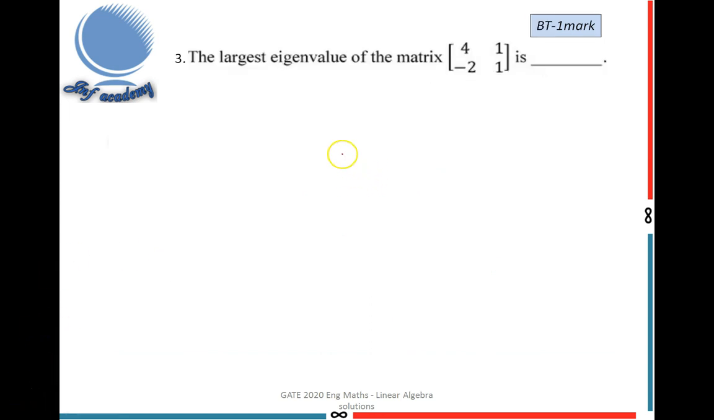Third question is: the largest eigenvalue of the matrix, a 2 by 2 matrix is given, is what? It's from the BT department. It has 1 mark. How to find the eigenvalue? By using the definition. First find the characteristic equation. The shortcut way to write the characteristic equation for a 2 by 2 matrix is lambda square minus C1 lambda plus C2 equal to 0, where C1 equal to the sum of principal diagonal elements, C2 equal to the determinant of A.